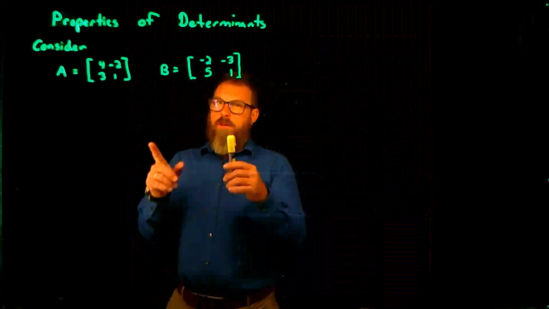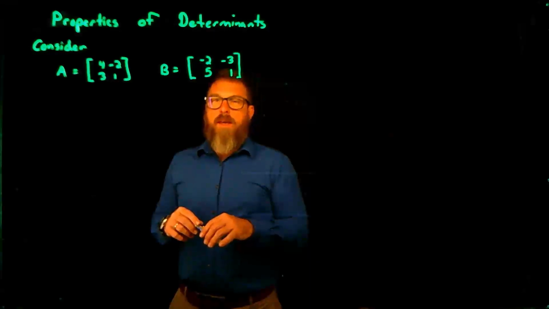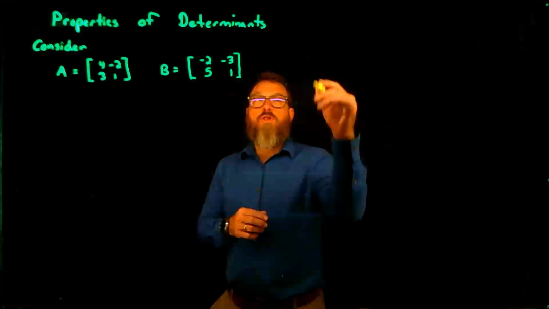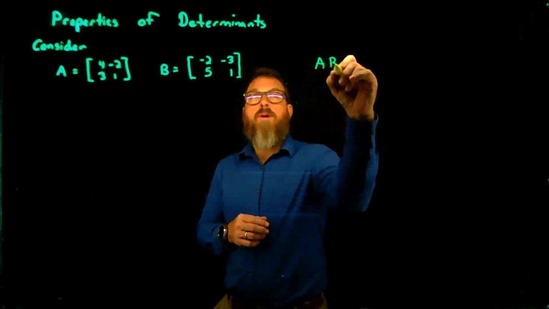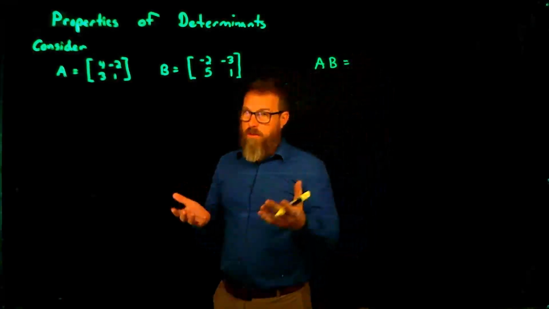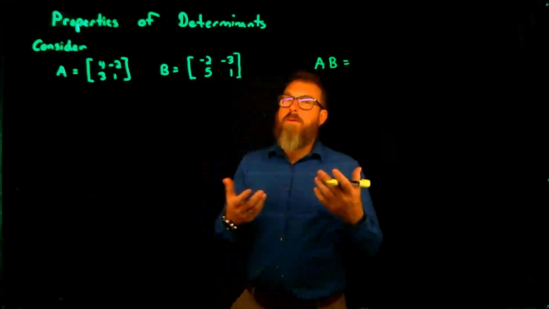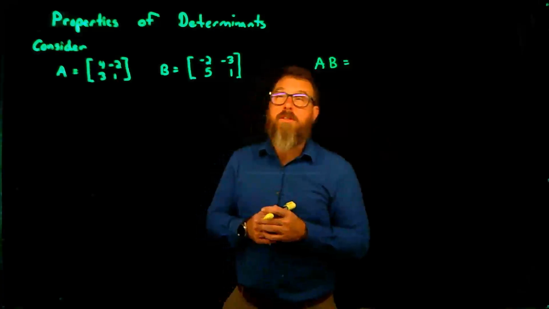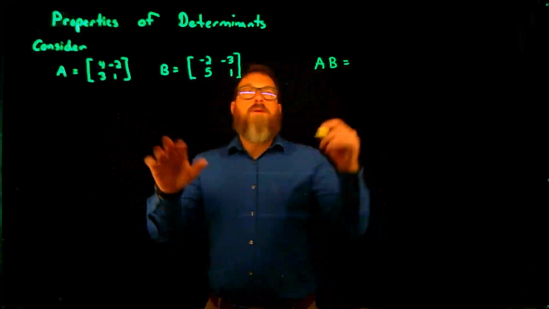So what I want to do is look at matrix A and matrix B, and find the determinant of both of these. I'm also going to find matrix AB, which is the product of these two matrices, and find the determinant of that. I want to see, is there some kind of relationship between products of matrices and products of their determinants? So let's go ahead and find their product real fast.